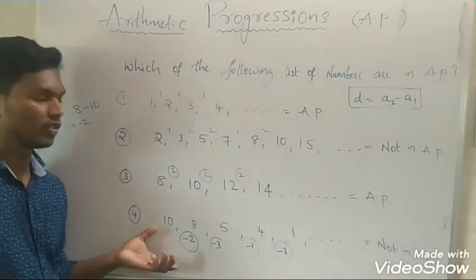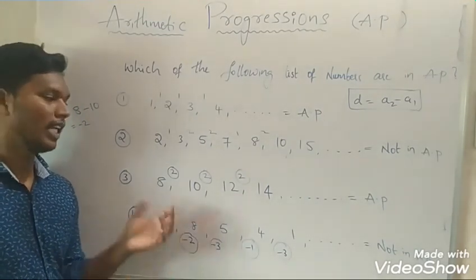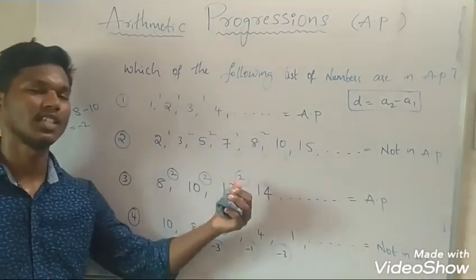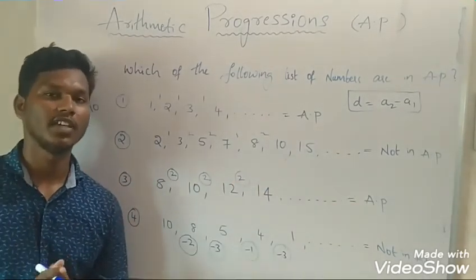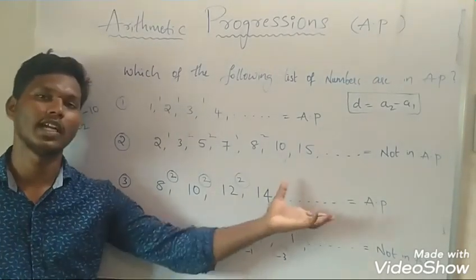Hope you understood friends. So how to remember when the given series of numbers are in AP or not? Simply, when the common difference is same, the numbers are in AP. When the common difference is not same, then blindly say that the numbers are not in AP.